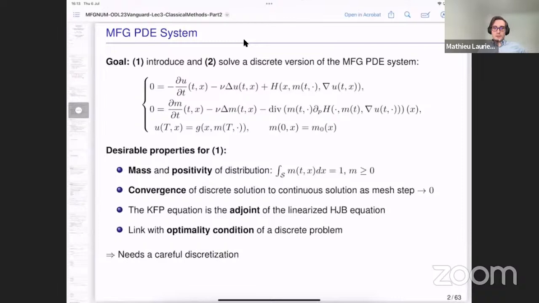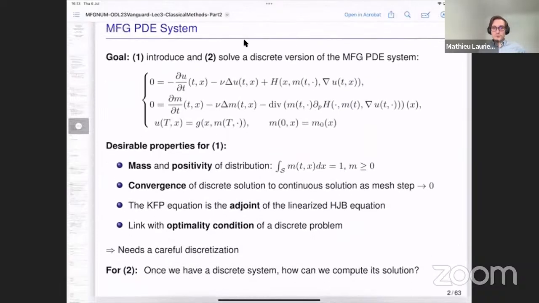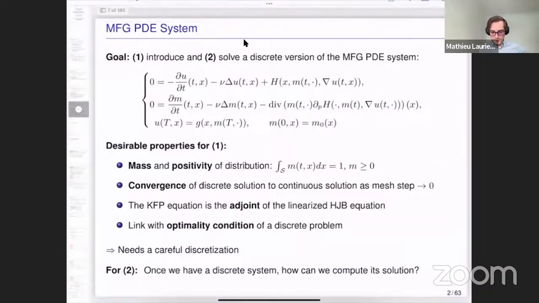So the last bullet point here is that in some cases, the PDE system can be interpreted in a variational way, as the optimality condition of a continuous optimization problem, and we would like to keep that at the discrete level, and maybe even beyond the variational case. So all of that is just to say that we need a careful discretization. After we obtain a discretization, the next question is how can we solve the discrete system? And this will be the algorithmic part.